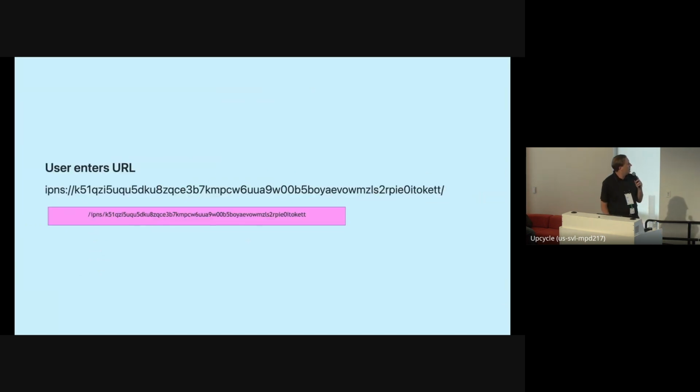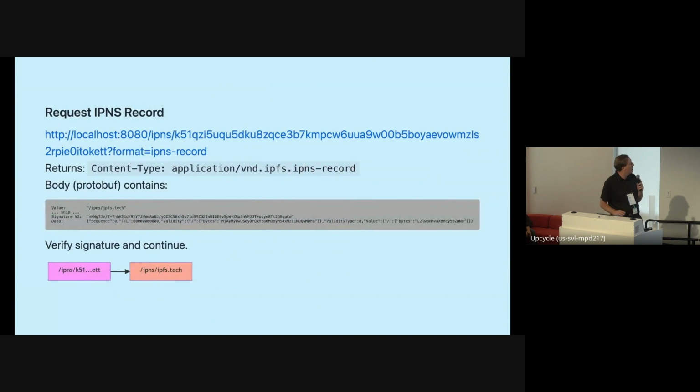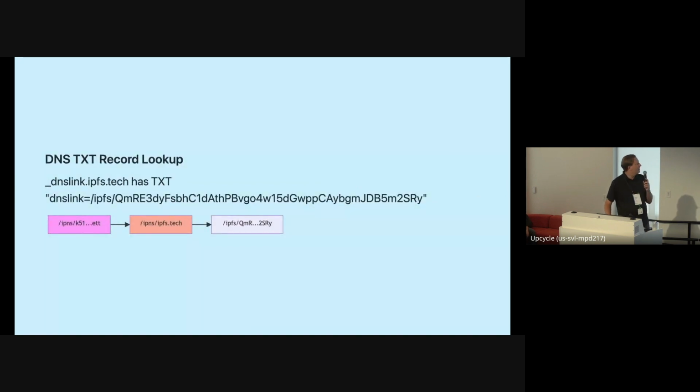If the user entered this URL, this particular one has an IPNS name in it, so we're going to request its record. We're also going to use the key that was in that URL to verify the record, and you can see the value there points to a DNSLink in this case, which is contrived but legal. So now we go to the next step, which is a DNS lookup for the text record to get this link here. That particular one is pointing to IPFS, and now we have our immutable content.